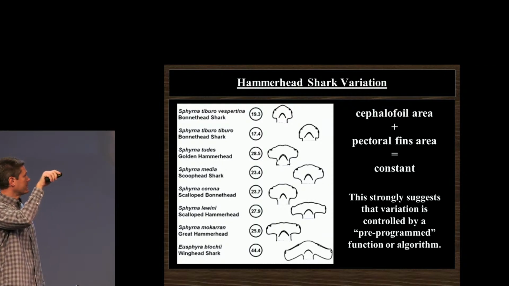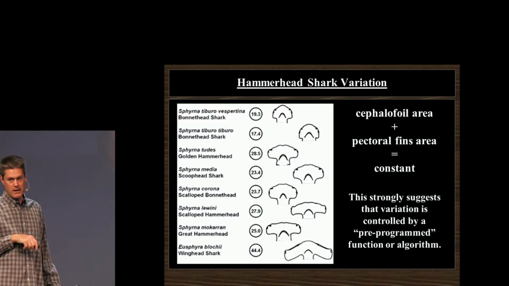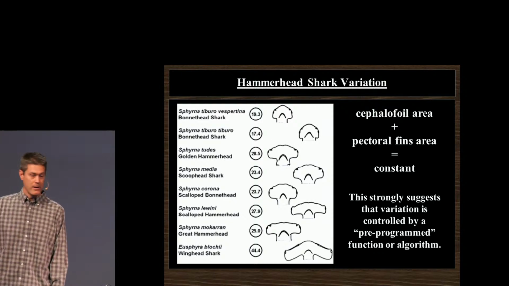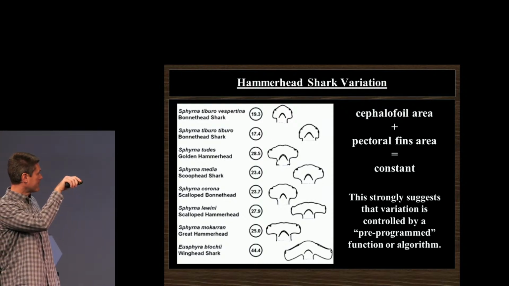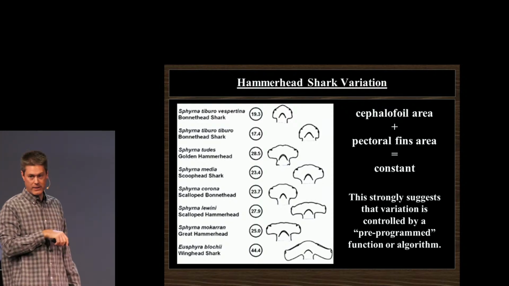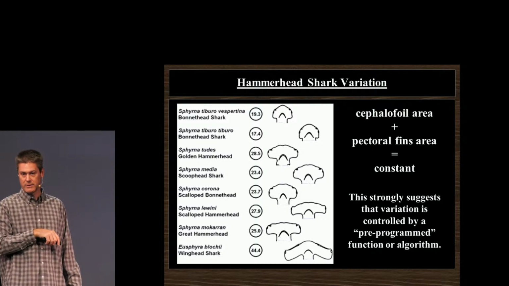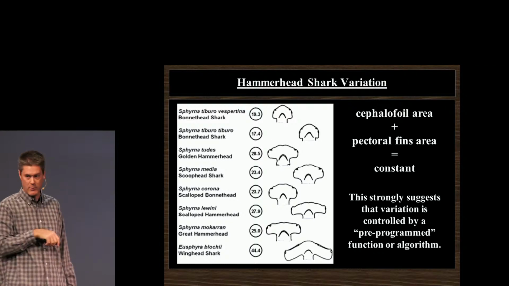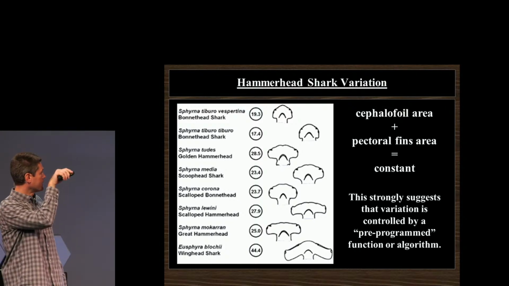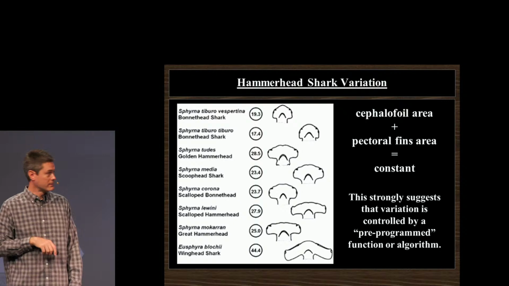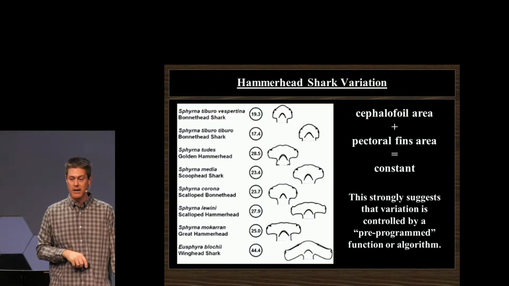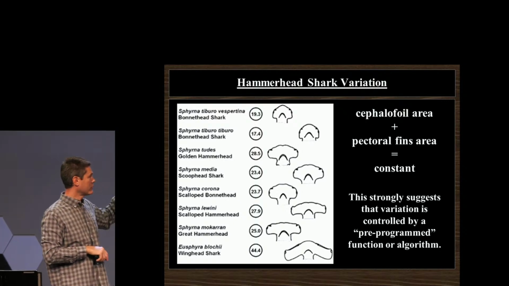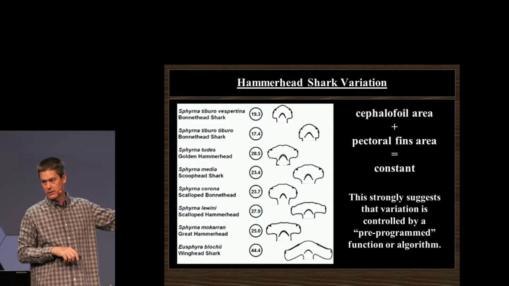But what's interesting is if you take the cephalofoil area, the area of this, and the area of the pectoral fins, it's always a constant. So it doesn't matter how big the cephalofoil is, the pectoral fins do the opposite, so the surface area is always the same in terms of a constant. So the large winghead shark has small pectoral fins. The small bonnet head has large pectoral fins. And it strongly suggests that the variation going on here is controlled by a pre-programmed function or algorithm.